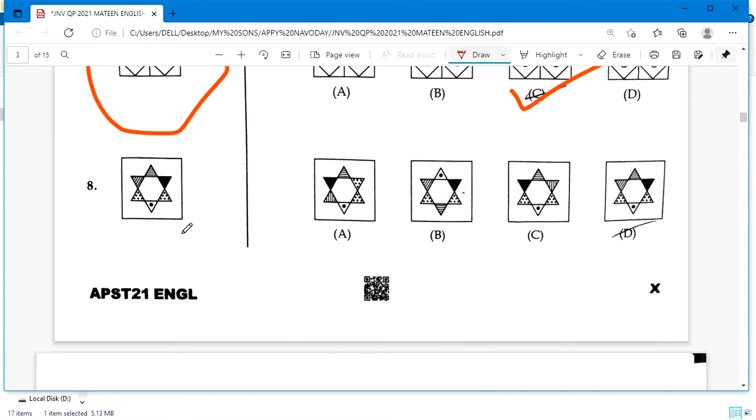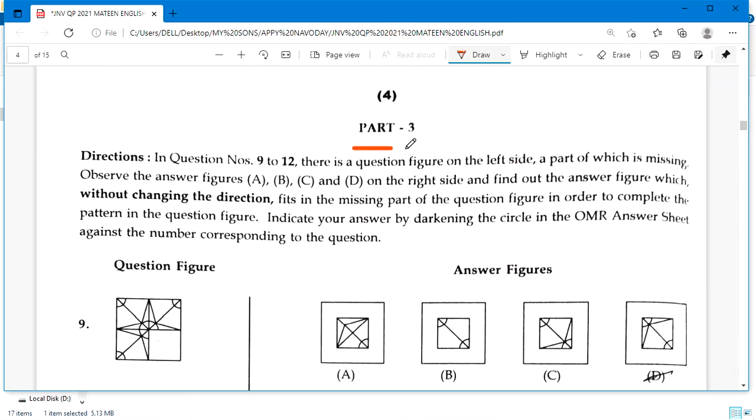Then the 8th question. The question figure is a star. At one side of the edge the star is darkened black. We have to find this type of star among these 4 figures. So that is nothing but option D. Next question is part 3.